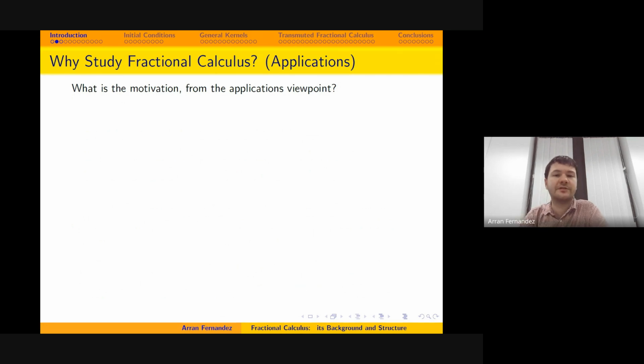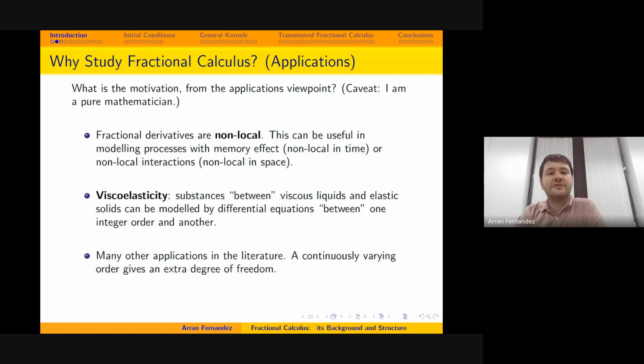Let me motivate this topic firstly. From the applications viewpoint, with the caveat that I'm a pure mathematician, so applications is not my expertise, I'm just going to talk about this up to the level that I know and no further. So one of the advantages of fractional derivatives is that they are non-local, which means they can be useful in modeling real-world processes with, for example, a memory effect, which would be non-local interactions in time, or some process involving non-local interactions in space.